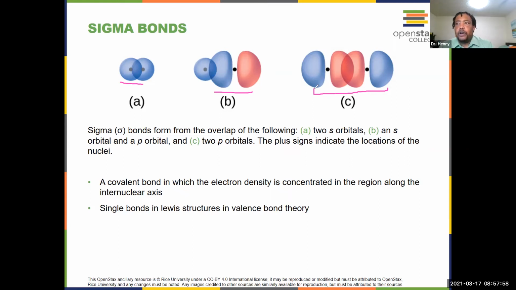Again, these are overlapping regions, so you're covalently interacting with each other, so the electron densities are going to be kind of mixed together to allow for that overlap to occur. And these sigma bonds are always going to be single bonds.